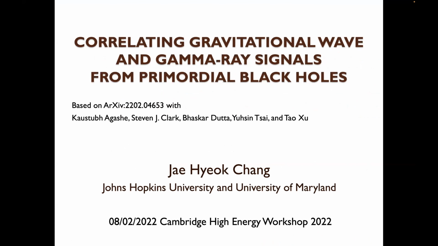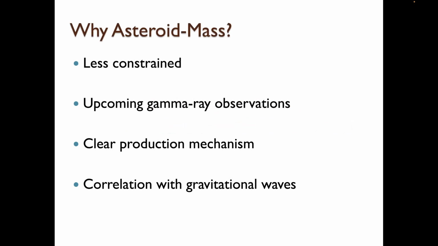Okay. So let me start by talking about the primordial black holes, but I'm going to focus on asteroid-mass primordial black holes, which means the primordial black holes I'm considering have very small masses. But you may ask, why asteroid mass? There are a lot of reasons. For example, it's less constrained, there are upcoming gamma ray observations, and a clear production mechanism. And our main point is there's a correlation with gravitational waves. I'm going to go through this step by step.